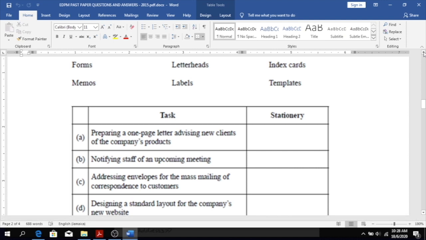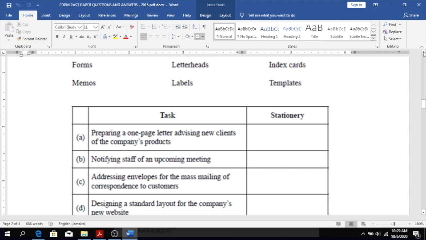Letterhead. Remember, letterhead is a one-page thing that usually at the top of it has the address and so on. Below it, at the bottom, you normally have the products that the company produces or whatever the case may be. So letterhead would be the stationery for A. What would be the stationery for B? Notifying staff of an upcoming meeting. Memo.